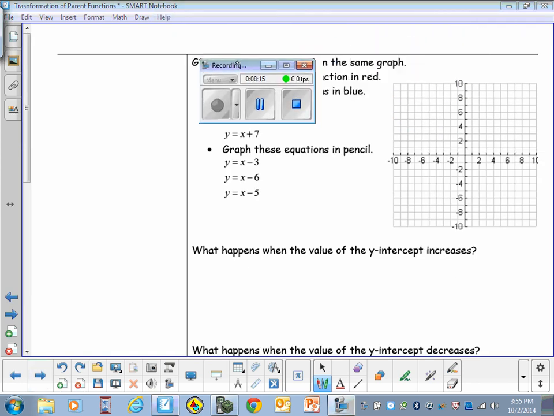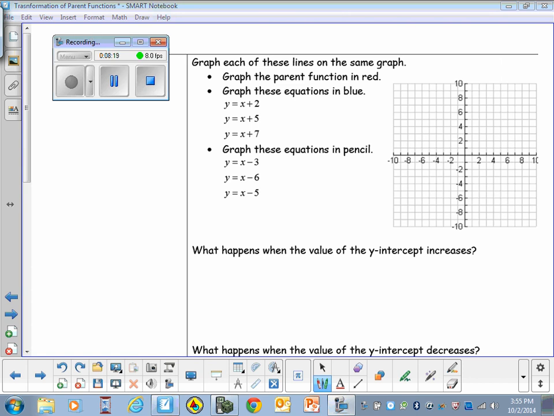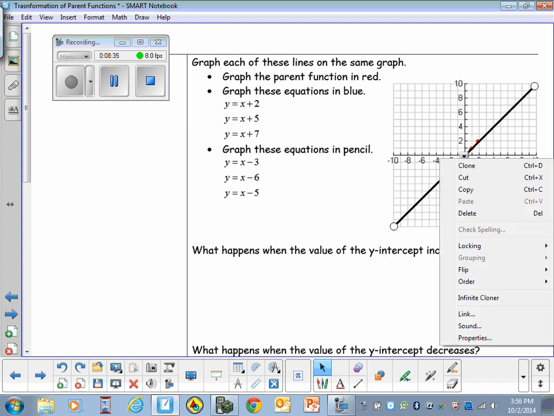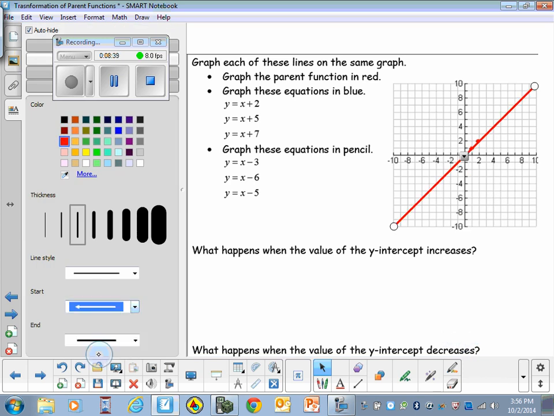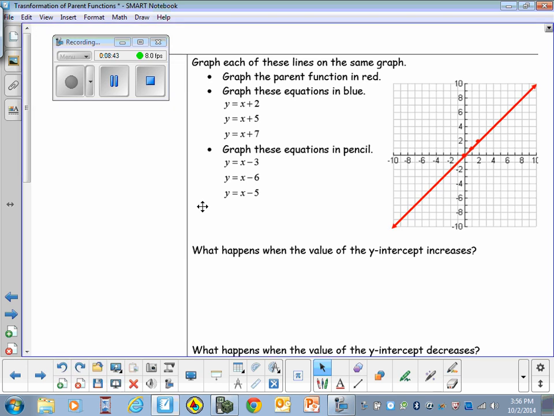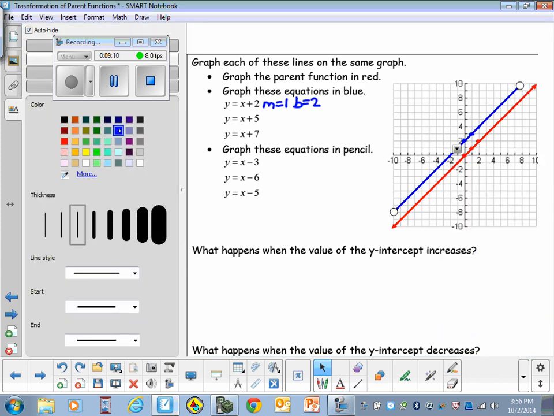So we have some more lines to graph. And all of these look to me like they deal with the y-intercept. We're going to graph our parent function in red. Y equals x. So a slope of 1 and a y-intercept of 0. We turn that line red. Put my arrowheads on. Now we're going to do 3 of these lines in blue. Y equals x plus 2. My slope is 1, and my y-intercept is 2. Let's turn that blue. Put the arrowheads on.